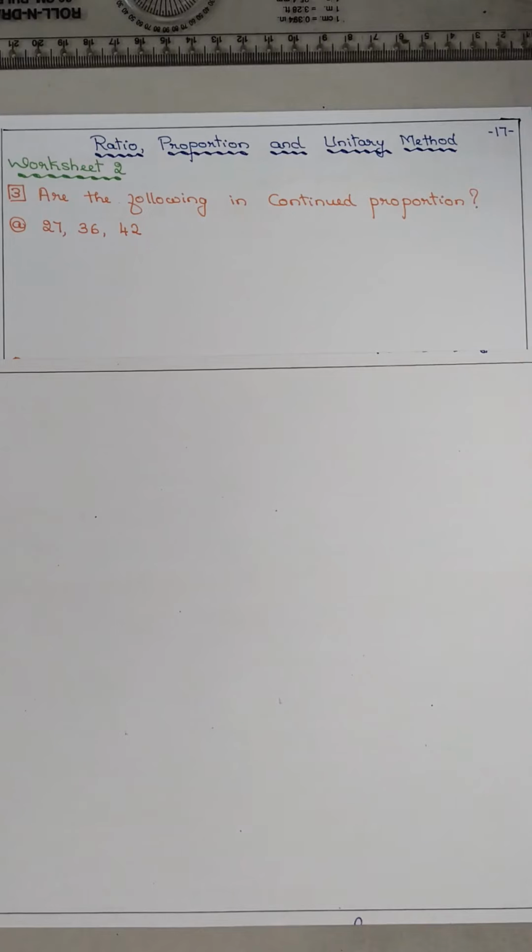We were discussing the worksheet 2 of ratio, proportion and the unitary method. Now worksheet 2 is dealing with the proportion topic, isn't it? Now coming to the third sum, add the following in continued proportion. In the example I have told you what is continued proportion. So only 3 numbers are given, 27, 36 and 42.